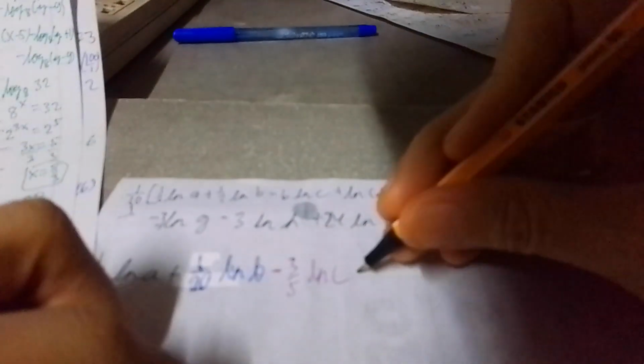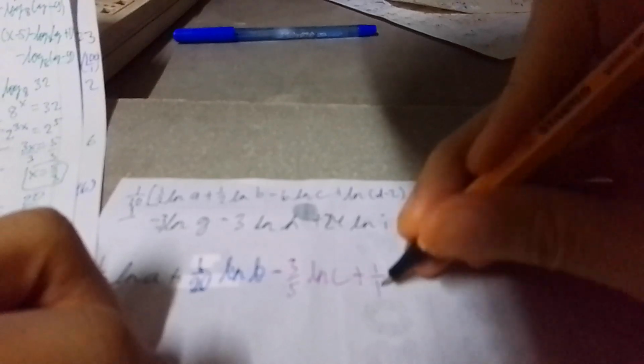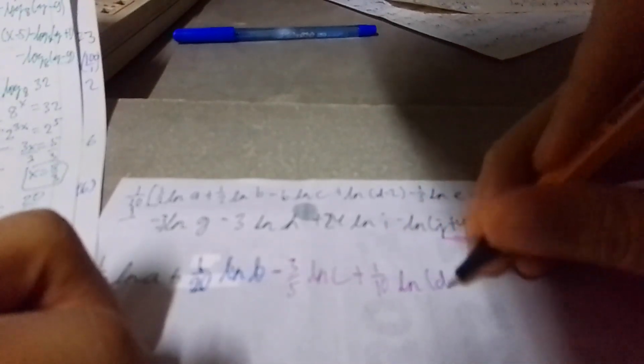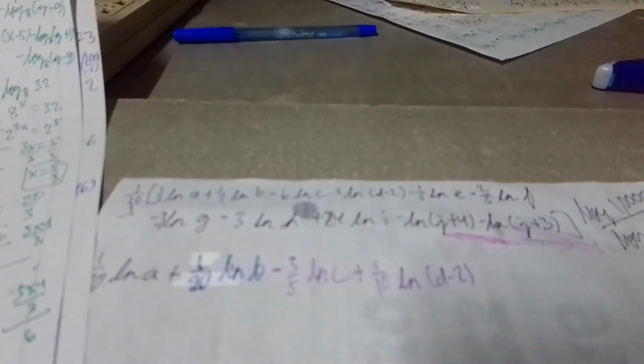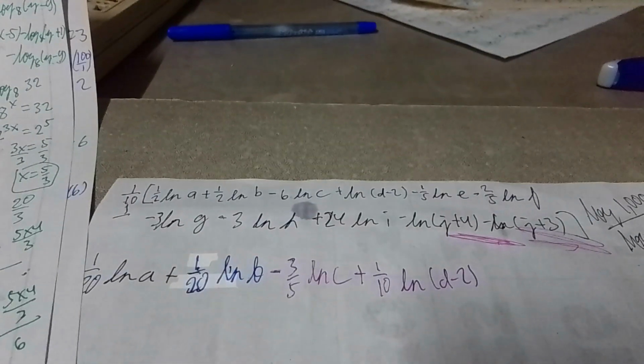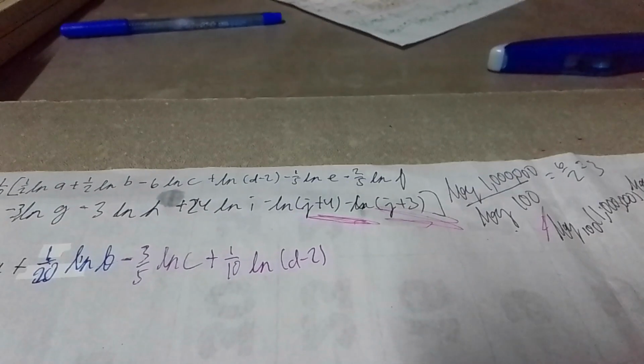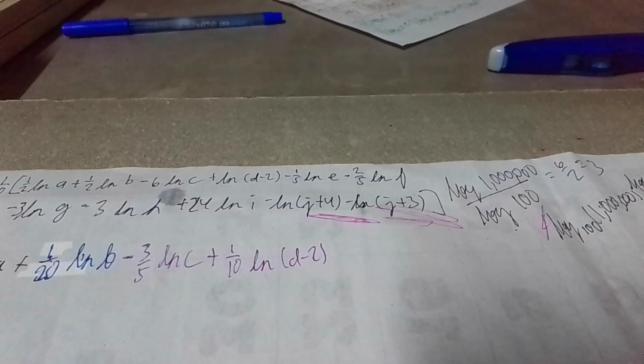Then plus 1/10 of ln of D minus 2. Right? Kasi remember, kahit that's just only 1, we still have to distribute that. So, i-distribute na namin. So, 1/10 times 1 is just 1/10 lang. Next, ln of E. 1/10 times 1/5.